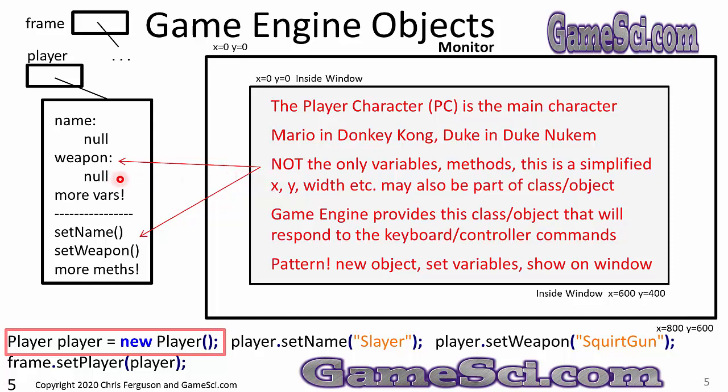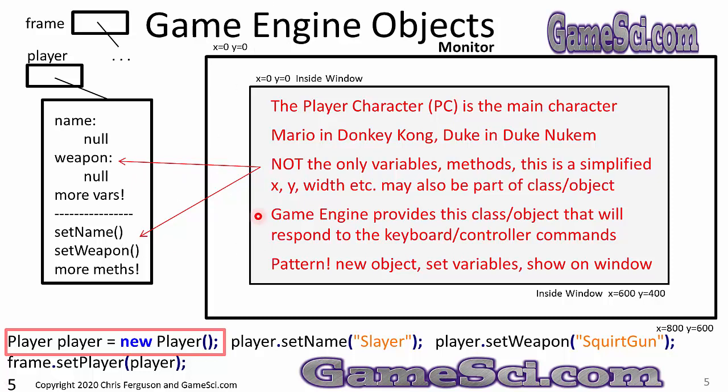Once again, these variables here and these methods here are not the only variables and methods that would be in this class. This is a simplified version so we can see it on the screen. You need to understand what a player object is before you need to know the details of the player object. There may be X, Y, and width variables in here. That could also be part of the object, but I had to kind of shove them to the back so you didn't have to look at 10 different variables.